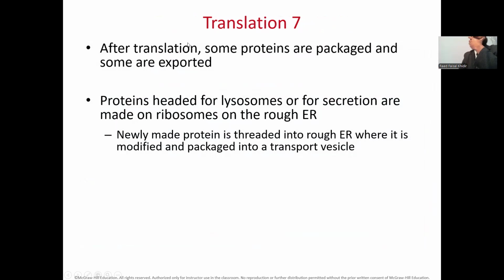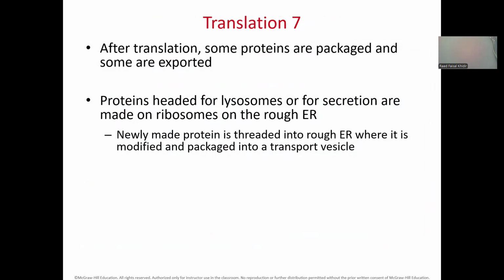So after translation, some proteins are packaged and some others are exported. And proteins headed for the lysosomes or for secretion are made on ribosomes. Okay, so now you need to know this very important fact. Remember earlier when I was drawing the ribosome, I said there are free-floating ribosomes in the cytoplasm, and there are rough endoplasmic reticulum bound ribosomes. Remember that?